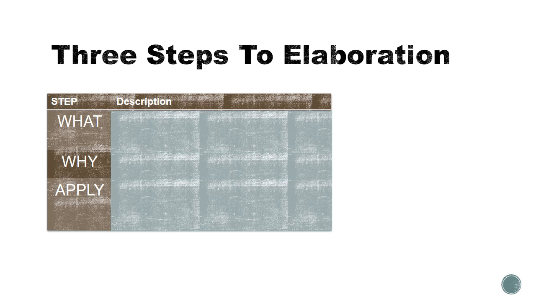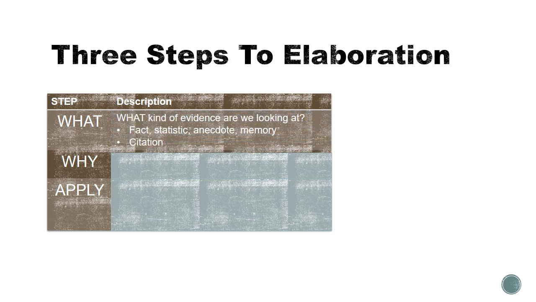So the first thing that you want to do with evidence is you want to make sure that you cover what kind of evidence we're looking at. What I mean by that is you need to be clear about what it is that we're looking at. Are we looking at a fact? Are we looking at a statistic? Are we looking at an anecdote or a memory? This is not a complete list. It could be any number of things, but you want the audience to know what we're looking at.